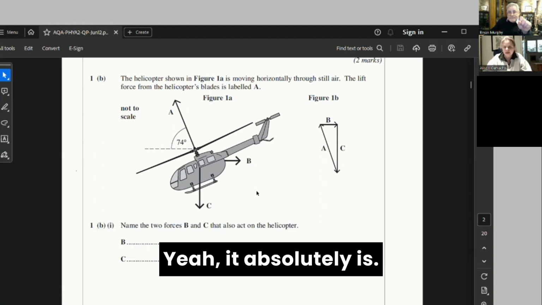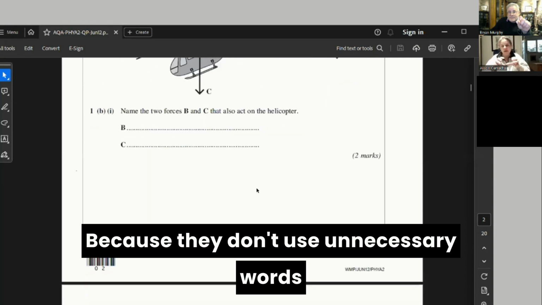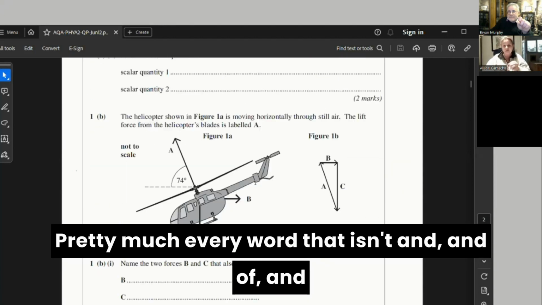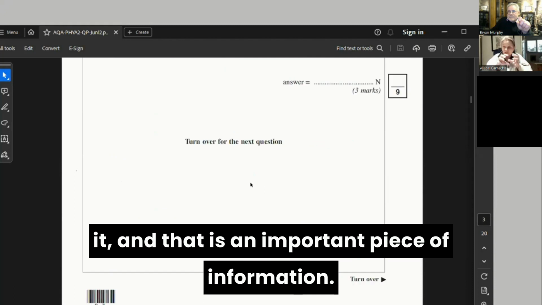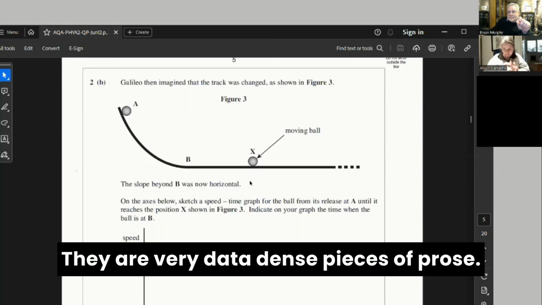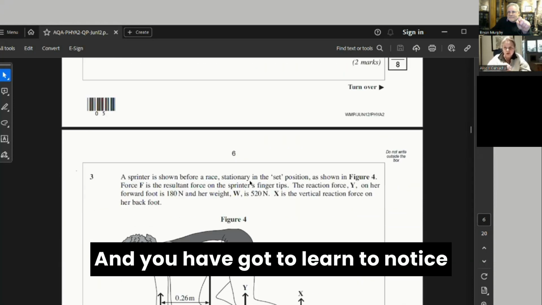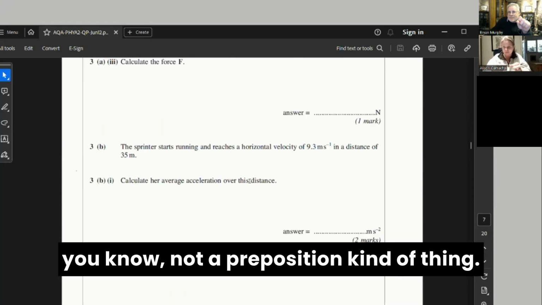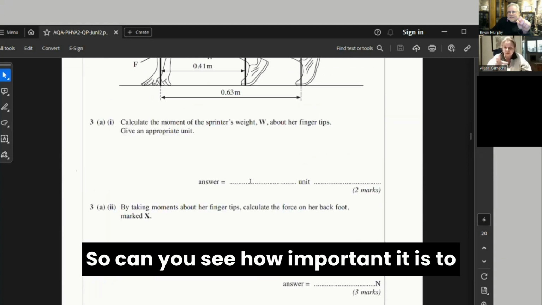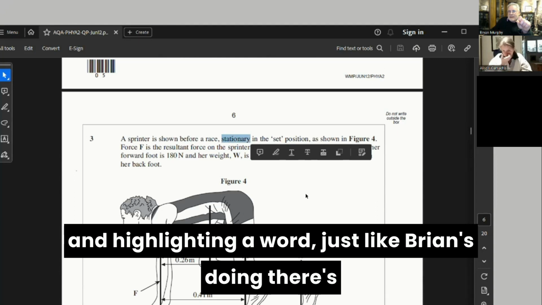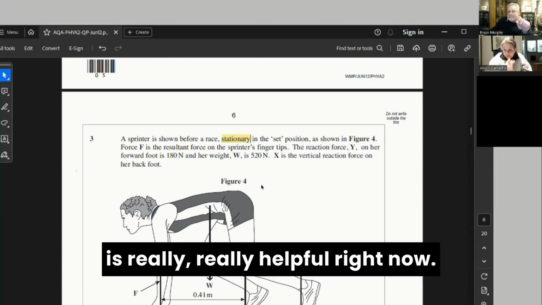Is that right, Ali? Yeah, it absolutely is, because they don't use unnecessary words in A-level physics questions. Pretty much every word that isn't and, of, it, and that is an important piece of information. They are very data dense pieces of prose, and you have got to learn to notice pretty much every word. Certainly every word that's not a preposition kind of thing. So can you see how important it is to slow down? And holding a pen in your hand and highlighting a word, just like Brian's doing there, is really, really helpful.